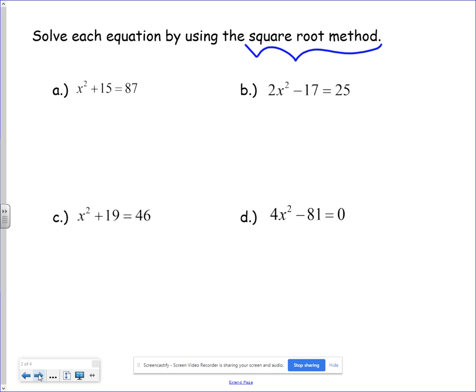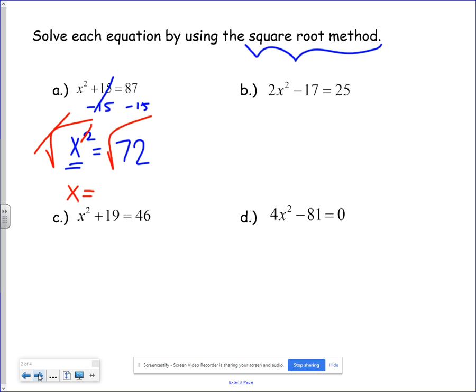So what you do to use the square root method is you get the x squared by itself. So on this first example, A, I would subtract 15 from both sides. So I get x squared is equal to 87 minus 15, which is 72. Now the reason it's called the square root method is because once you get the x squared by itself, see how I have just an x squared over here? What you want to do now is take the square root of both sides.